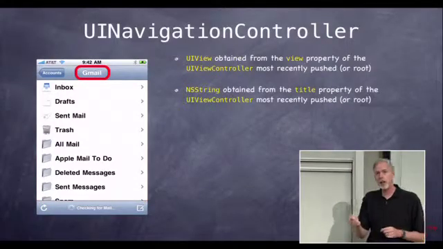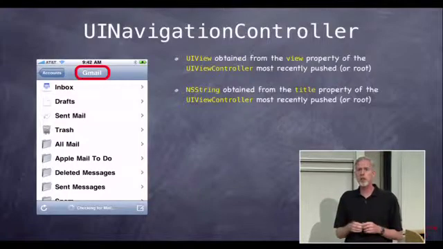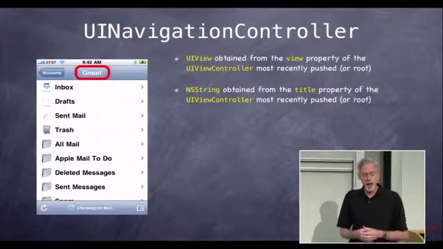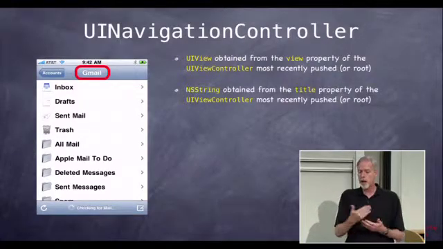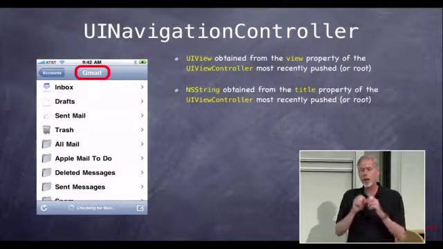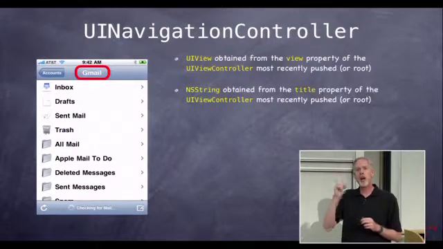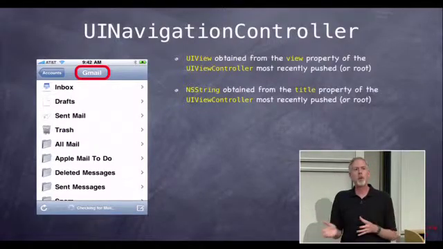This is the title. There's actually a property in view controller called title. It's an NSString. And if you set that, the navigation controller, when something gets pushed on, it'll ask that thing that got pushed on, what's your title? And it'll set that to be the title. So this title always keeps track of what's being pushed on.